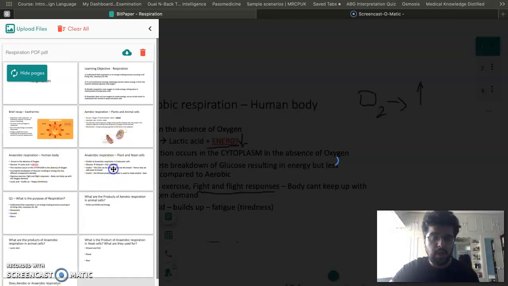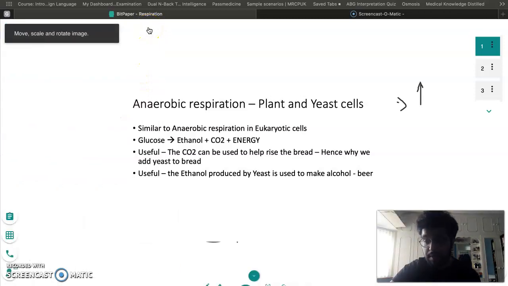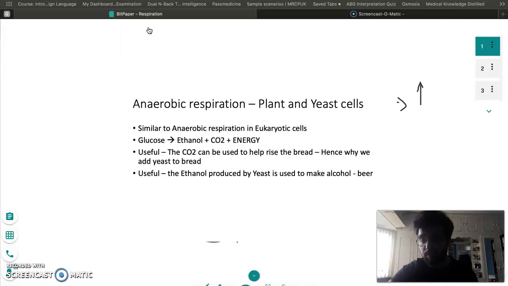Perfect. So now, as we said before, it's good to compare things. Now let's compare anaerobic respiration in human bodies with anaerobic respiration in plant and yeast cells. Just to summarize, aerobic respiration uses oxygen. Anaerobic respiration does not use oxygen, okay? Those are the two main differences. Now, in plant cells and human cells, in terms of anaerobic respiration, do you remember that we said in humans you get lactic acid? Well, in plant and yeast cells, we get something totally different. We get ethanol. And do you know what ethanol is used to make? Exactly. It's used to make alcohol, basically.